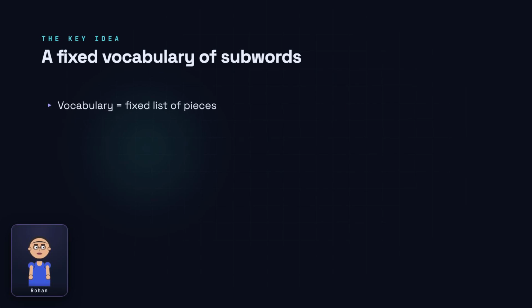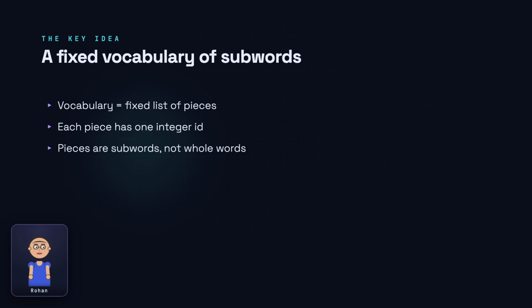Let's name the pieces. The vocabulary is a fixed list, often around 100,000 entries. Each entry maps to exactly one integer, its token ID. Crucially, entries aren't whole words, they're subwords, fragments like "tokenization", or even single characters. This lets the tokenizer represent absolutely any text using only its fixed box.